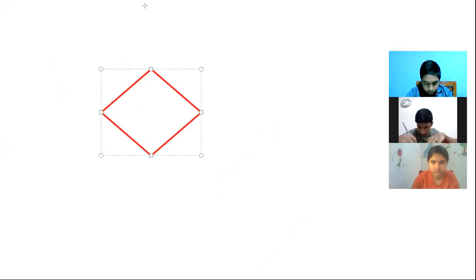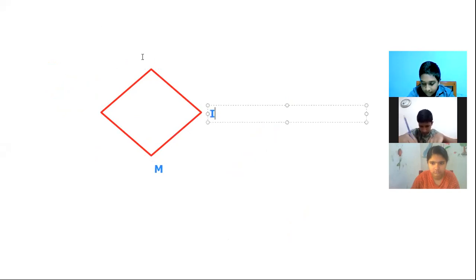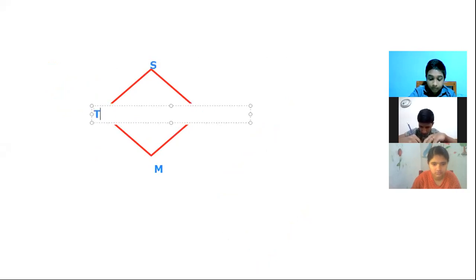Okay, then just naming this. The vertices are M, I, S and T. Then we have been given two adjacent sides. Which are the adjacent sides given for us? MI and IS.